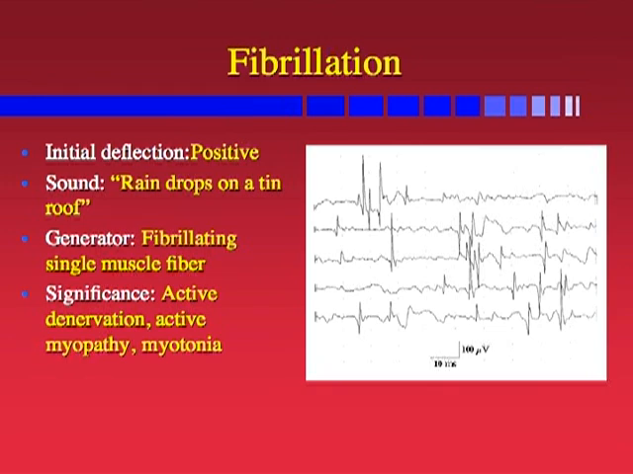The most important criteria for recognition of fibrillations are the initial positive deflection and regular firing. There's also a characteristic sound, like raindrops on a tin roof. A potential with an initial negative deflection is not fibrillation. Another important point to remember is that though each single fibrillation fires at a regular rate, many fibrillations firing at the same time sound like irregular firing because their firing rates are different. Watch and listen to fibrillations.